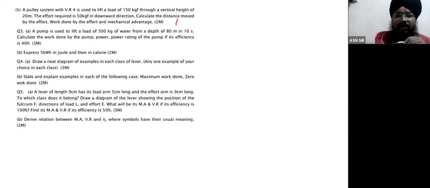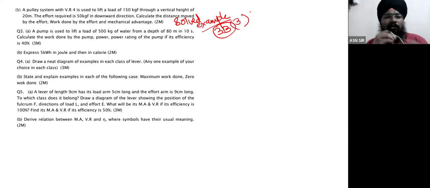For your reference, you can refer to the textbook also. This is a solved example from the textbook. If I'm not wrong, this is in 3B, Example number 3. Although the numerical is big in the textbook, we have just taken two things to be found here: work done by the effort and mechanical advantage. Calculate the distance moved by the effort.